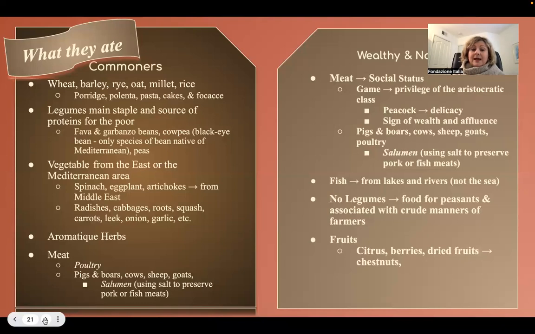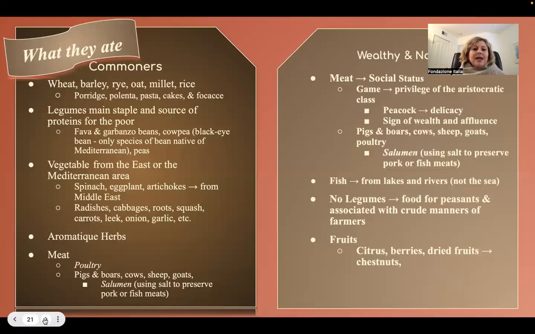Vegetables from the East and the Mediterranean area, like all the greens, spinach, eggplant, artichokes from the Middle East, all kinds of radishes, cabbages, roots, squash. Actually, there was a kind of squash native to Italy. Otherwise, squash and zucchini are something that would come from the New World, like the beans, in case you haven't noticed.